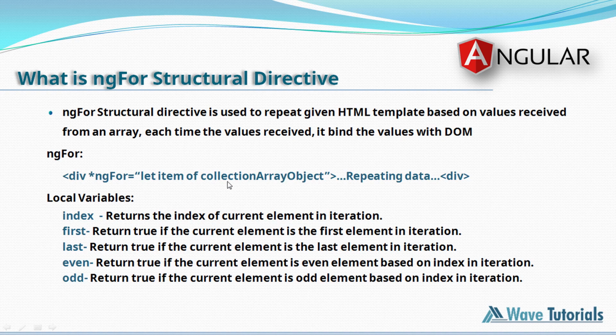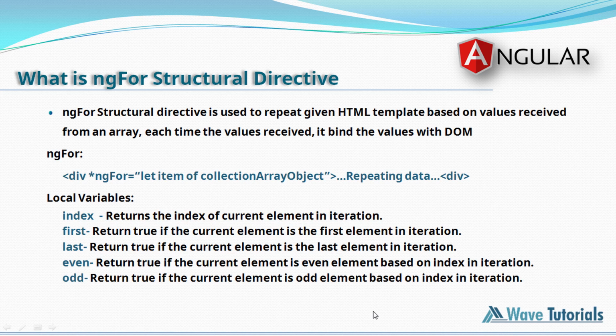Also, we can use a few local variables with ngFor, like index, which will return the index of the current element in the iteration. First will return true if the current element is the first element in the iteration. Last will return true if the current element is the last element in the iteration. The same way, even and odd will return whether the current element is even or odd based on the index in the iteration.